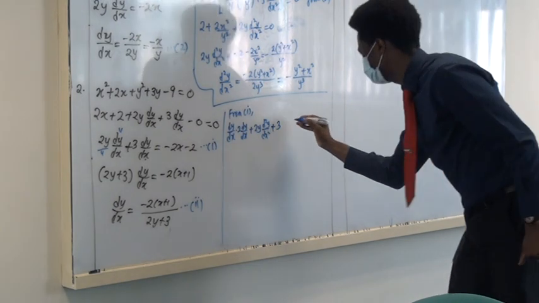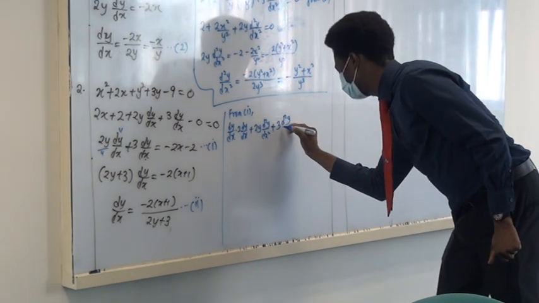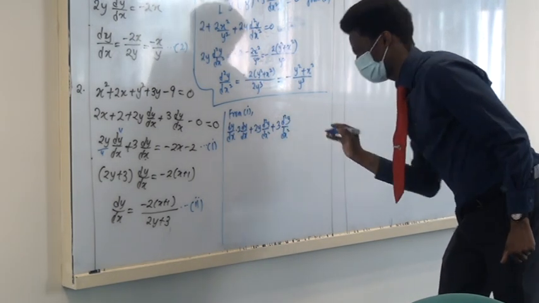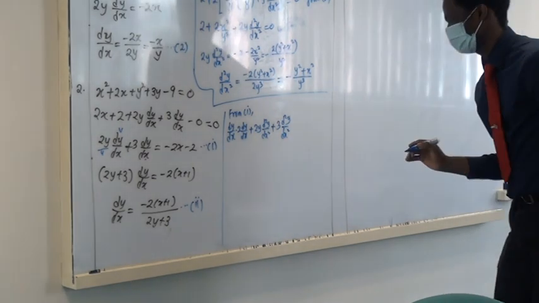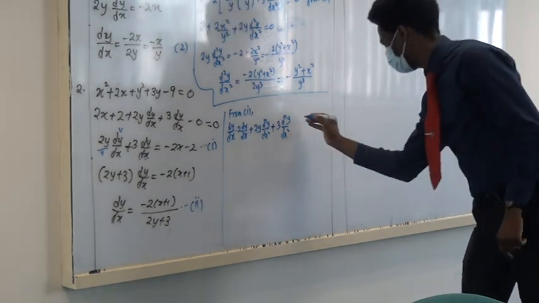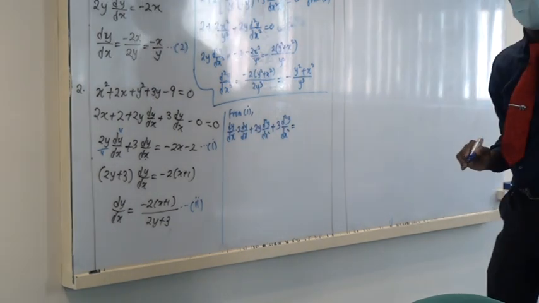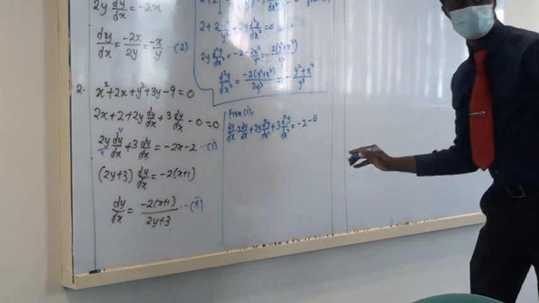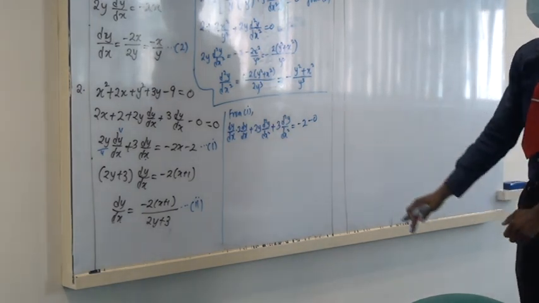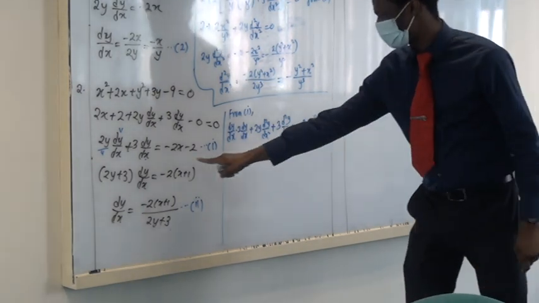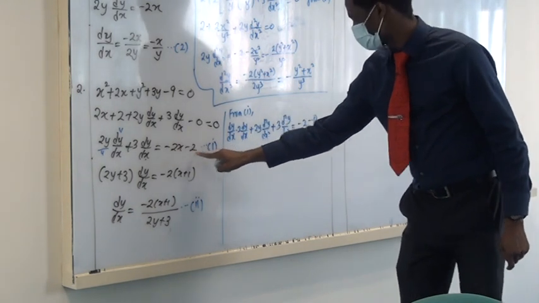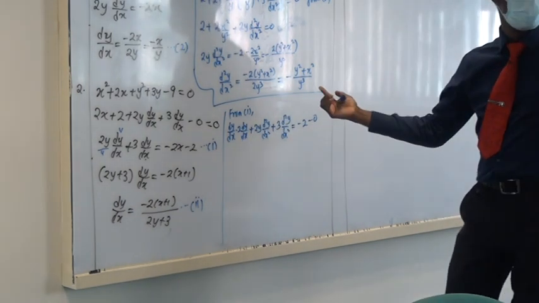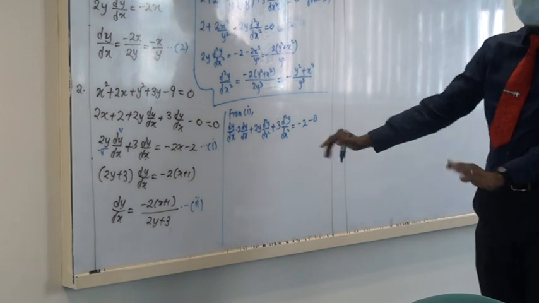3 d2y/dx squared. Thank you. Then what next? Minus 2, equals, okay, then minus 2, minus 0, right? We don't need to put that. I just put it because if you don't, somebody might ask where did this go, because they think this minus 2 is this minus 2. So let's just put it for now.